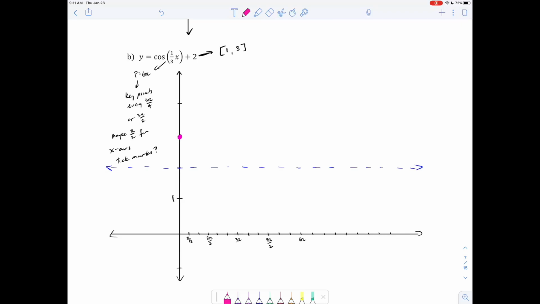With that in there, I can now start plotting my other ones. At 3 pi over 2, I hit that middle. At 3 pi, I'm at the bottom. At 9 pi over 2, I'm at the middle. At 6 pi, I'm at the top. And I can keep this going if I want. I've got the space. Why not? So I can get all those points in there.